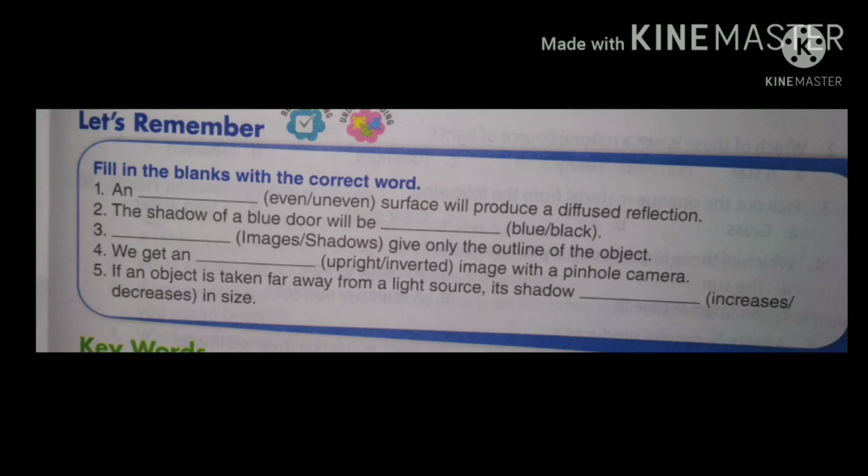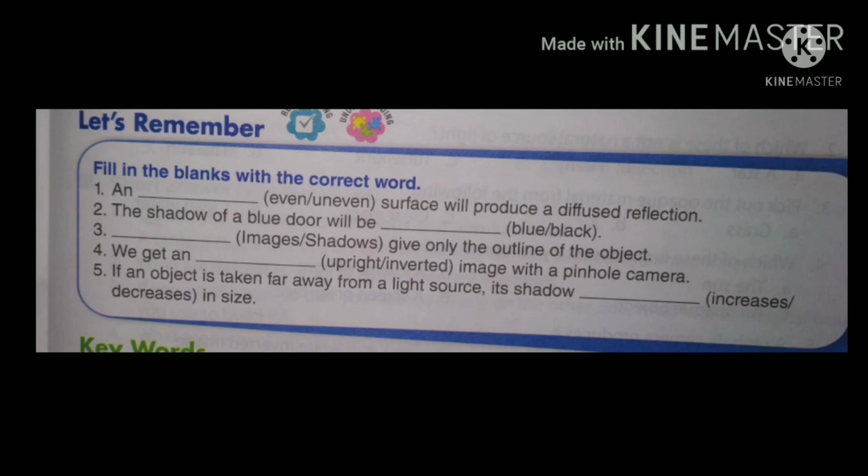Then second one, the shadow of a blue door will be dash. We know a shadow always shows only black, isn't it? So blue or green or white or any color, it will show only black in a shadow. So the answer is black. Then third question, dash gives only the outline of the object. Which one gives the outline of the object? Images or shadows? Yes, shadows. Only the outline we can get.